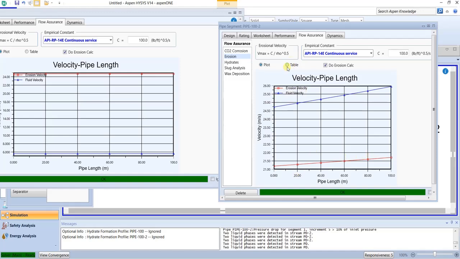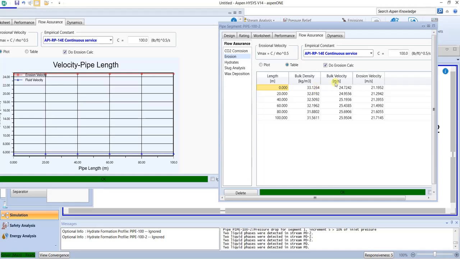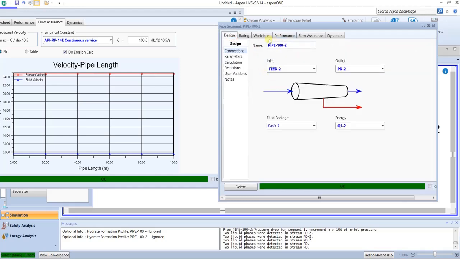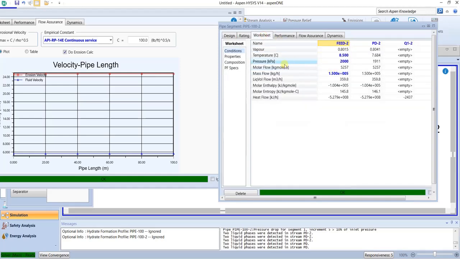And from the table, we have fluid velocity, which is the bulk velocity, is above the erosional velocity values, right? The bulk velocity values are above erosional velocity values. And based on this, we can infer that for this second pipe, erosion will occur, right? And you will notice that it was after I increased the pressure and the flow rate, right? The pressure and the flow rate.